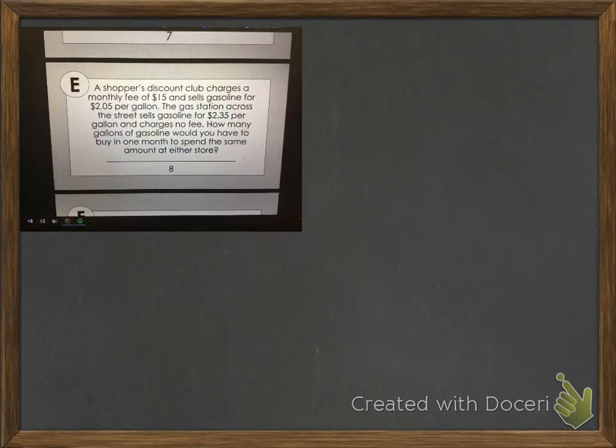All right, so let's check out card E. A Shoppers Discount Club charges a monthly fee of $15, so there's $15. And then gas is $2.05 a gallon. I'm going to use a G instead of X this time. The gas station across the street is $2.35 per gallon. No fee, so I'm not going to write a plus 0.